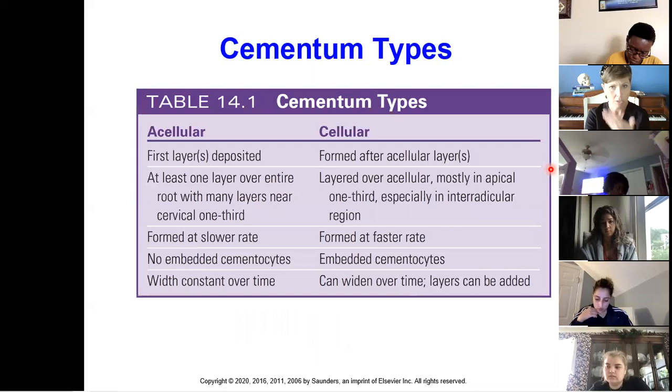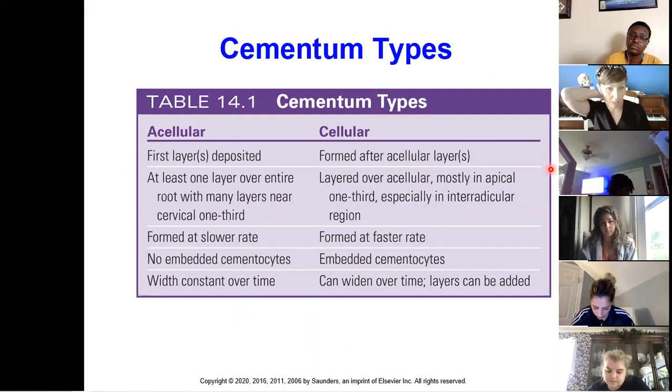All right, here's your acellular. The first layer is deposited, at least one layer over an entire root, formed at a slower rate, with no embedded cementocytes.